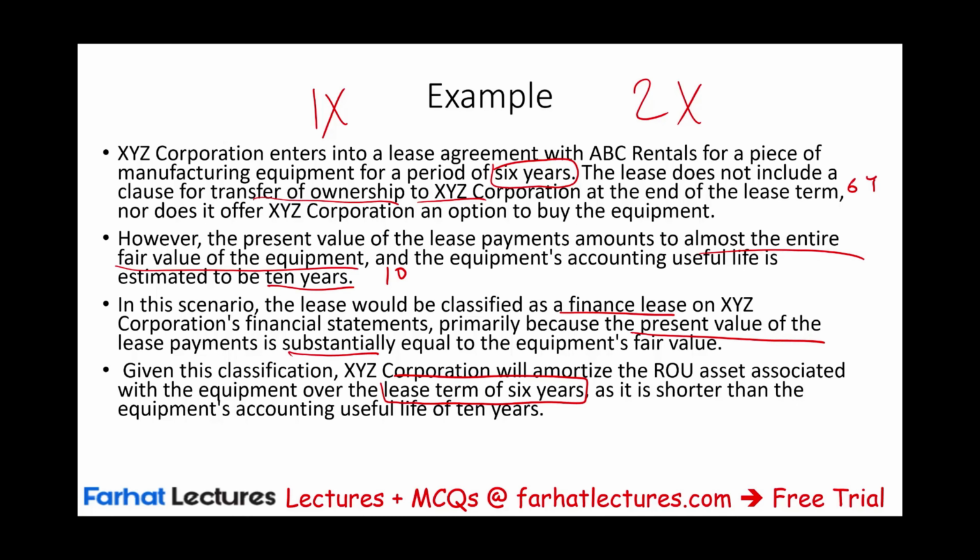Well, the asset life is 10 years, the lease is 6. What do we use? The shorter of the two. The shorter of the two is 6 years. So given the classification, XYZ Corporation will amortize the right-of-use asset over the lease term of 6 years because it's shorter than the life of the asset.